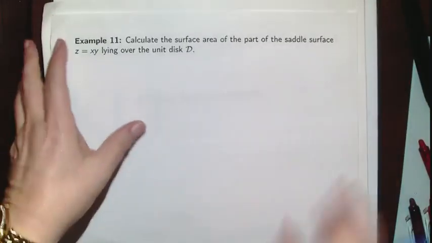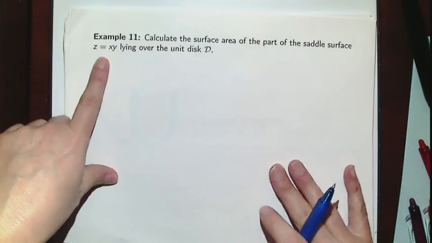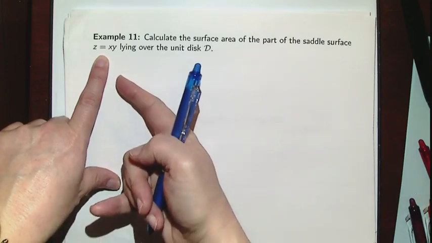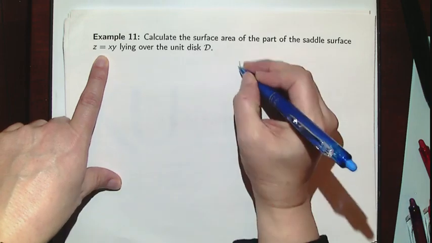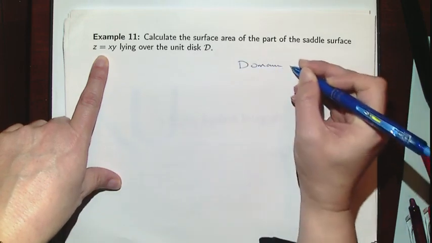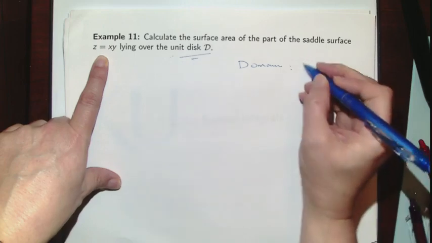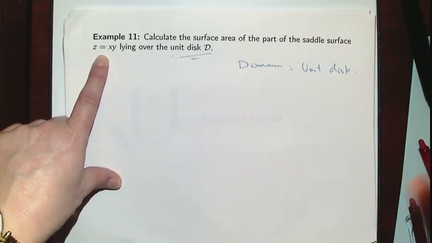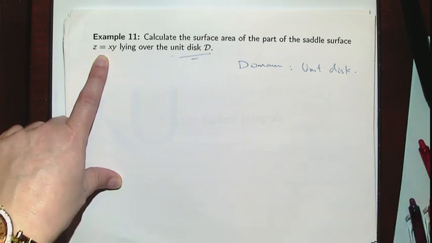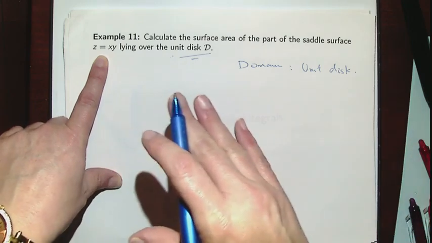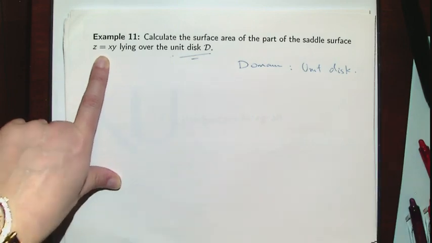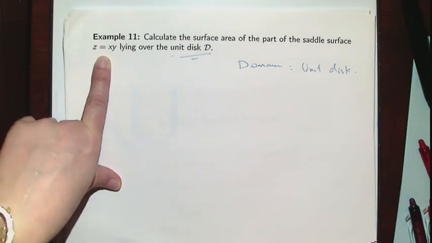Is this a function? It is a function. So we're trying to find what is the domain for this function? Domain is the unit disk. So it's not a natural domain. It's a domain enforced by the problem. The problem says only over the unit disk. Right? It's not a natural one that I compute, but it's enforced.